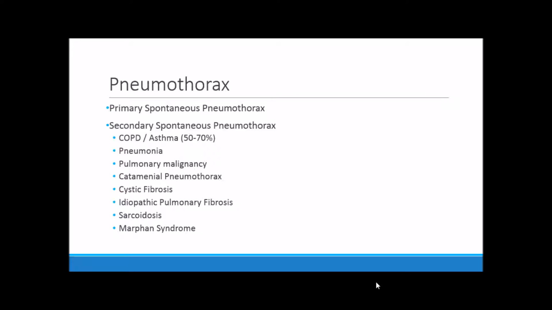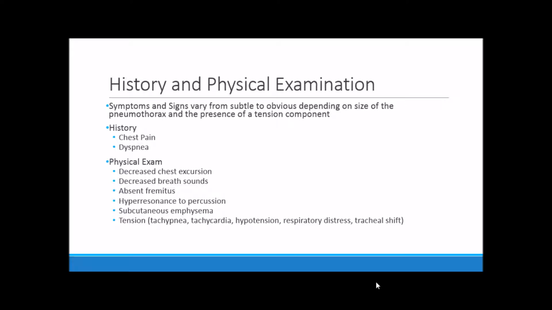Okay, so pneumothorax. There are two flavors. You can have a primary spontaneous pneumothorax or you can have a secondary spontaneous. The primary spontaneous just means you can't identify a reason for it. Most of the patients who have these things that are secondary will have COPD, asthma, or something else going on.